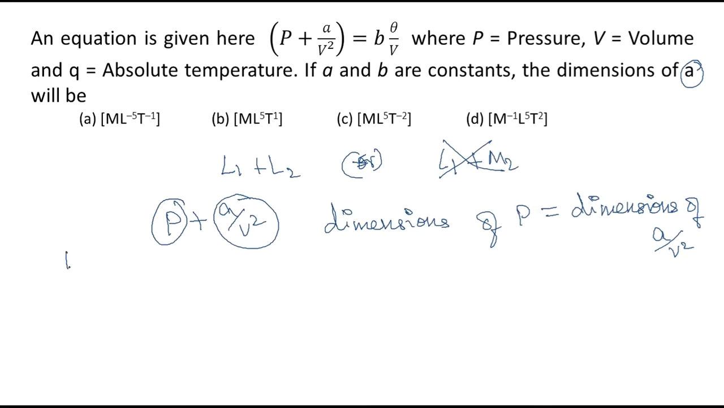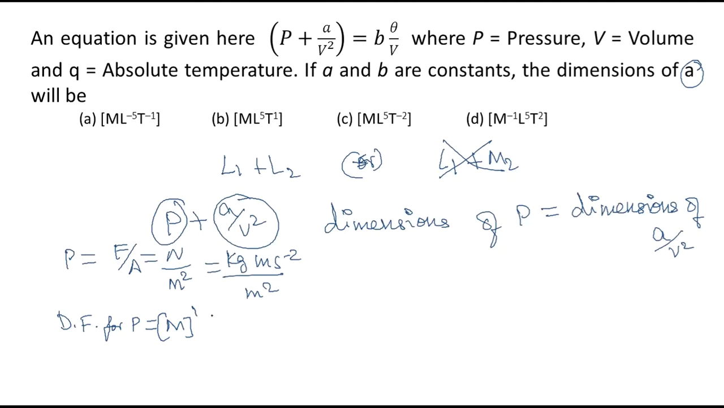So we know the dimensional formula for P. Pressure is nothing but force by area. So dimensions of P is equal to force, which is Newton, by area. Area is nothing but meter square. Newton is kg meter per second square, by meter square. So the dimensional formula for pressure is M power 1 L power minus 1 T power minus 2.